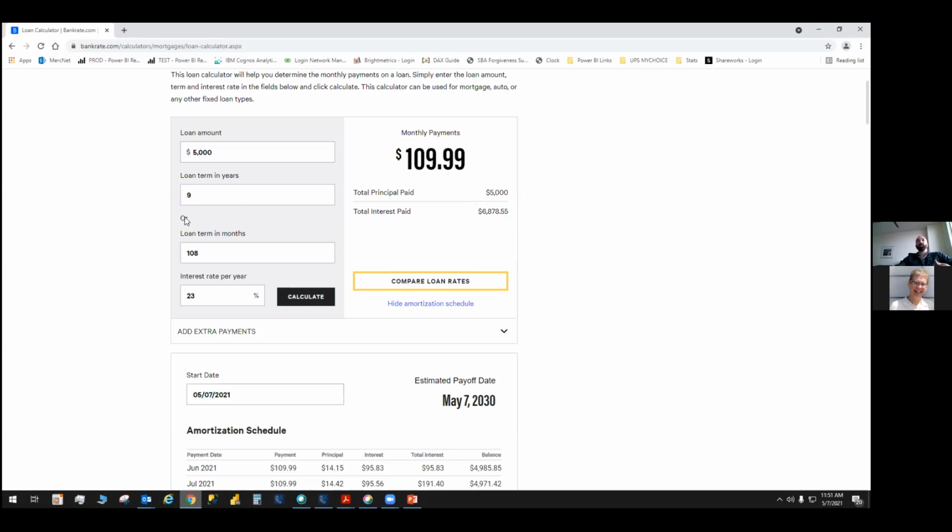That means that at this interest rate, the longer I take to pay this $5,000 principal balance off, it increases the amount of interest I'm paying over the life of that loan. So what started as a $5,000 MacBook Pro now has become an almost $12,000 MacBook Pro that's going to take me 9 years to pay off.